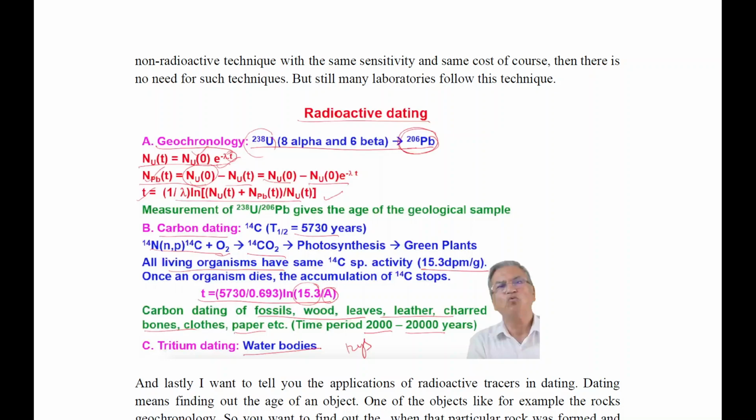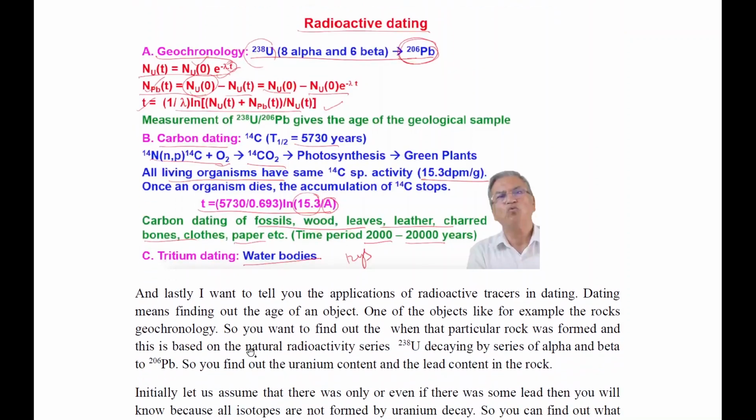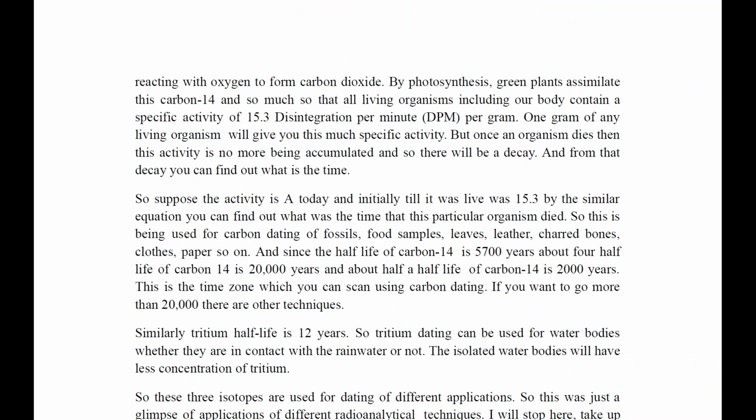Now then there is radioactive dating, which is of use to archaeologists. You have to read over this, how this is used in geochronology, in carbon dating. It is very famous, and is used for the dating of fossil wood, leaves, leather, bones, clothes, paper, and tritium dating is used for the water bodies.